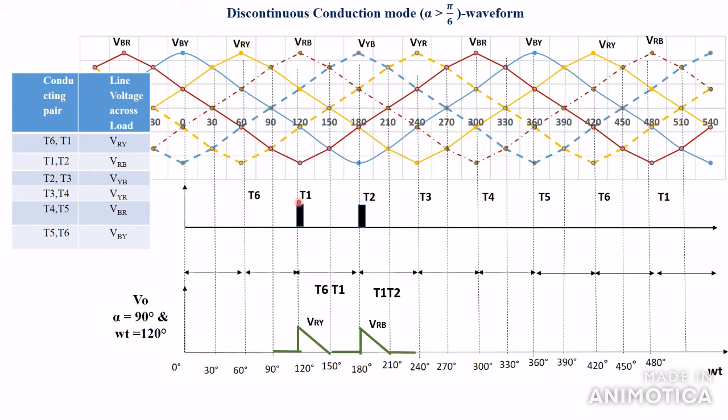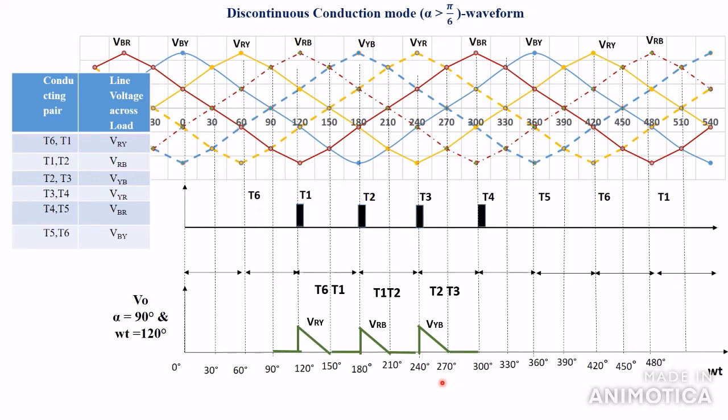Okay. So at 240 again T3 is triggered. Once T3 is triggered, the conducting pair is T2, T3. When T2, T3 are conducting, VYB is the load voltage. This table is the same table we are following everywhere. We have to refer to the VYB waveform, this dotted blue waveform. So this portion. VYB becomes 0 at 270. So from 270 to 300, no voltage will appear across the load.